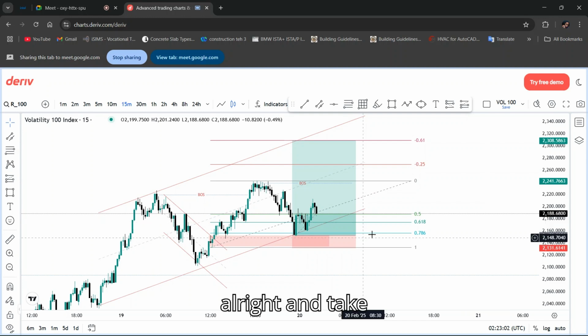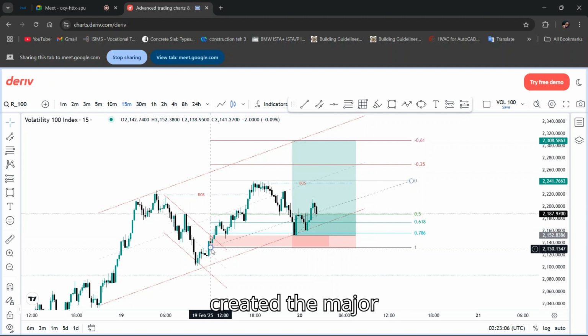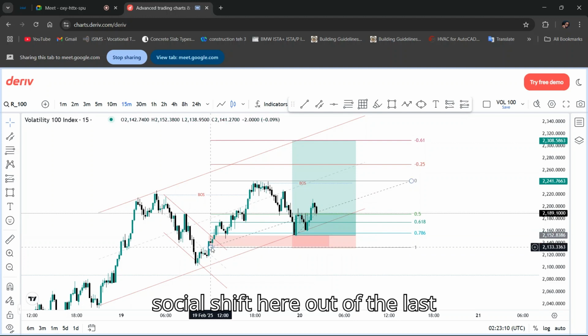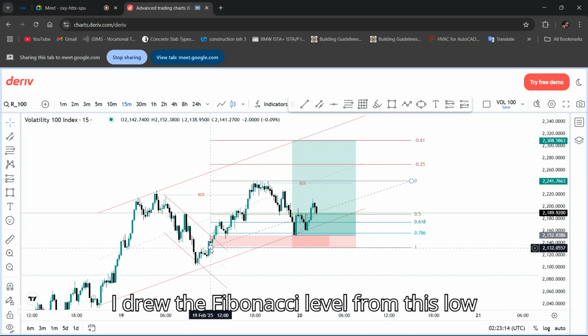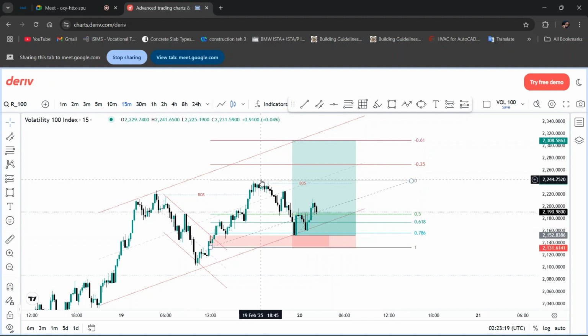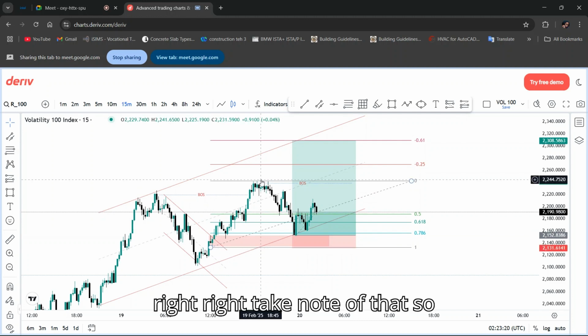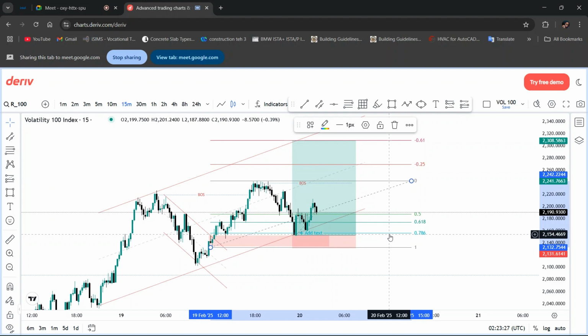All right. And take note, where the market broke out and created the major structure shift here out of the last downtrend, I drew the Fibonacci level from this low to the current high. Right. Take note of that. So it really broke out from the previous. All right, hold on. Let me get right in.